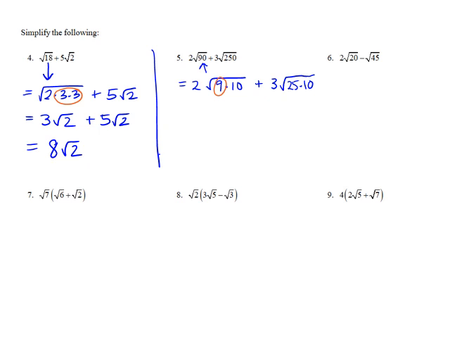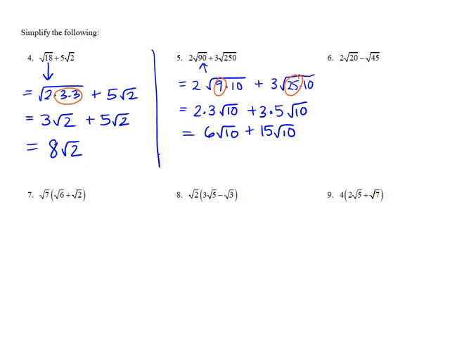You can think about 9 as 3 times 3 if you like pairs for simplifying, and 25 as 5 times 5. When we simplify that, we're going to get 2 times the square root of 9 is 3. The square root of 10 won't simplify, so it stays the square root of 10. 3 times square root of 25 is 5. Keep the square root of 10 underneath there.